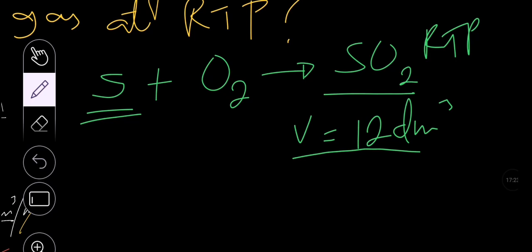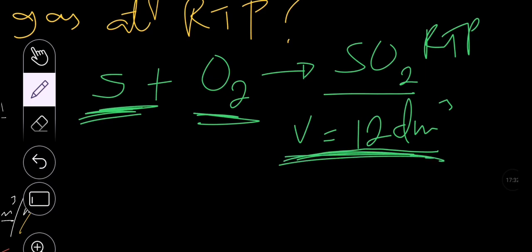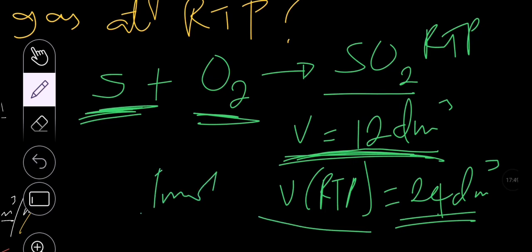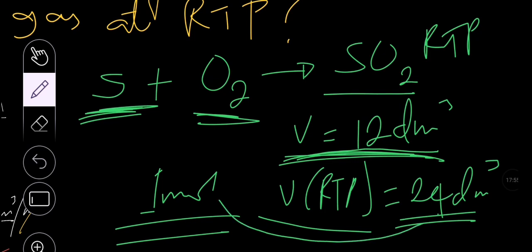This volume has been produced already, after the reaction of this and this, but it has been produced at what? At room temperature and pressure. So the volume at room temperature and pressure of any gas is 24 cubic decimeter, and this 24 cubic decimeter is the volume of a gas with how many moles? With only 1 mole.